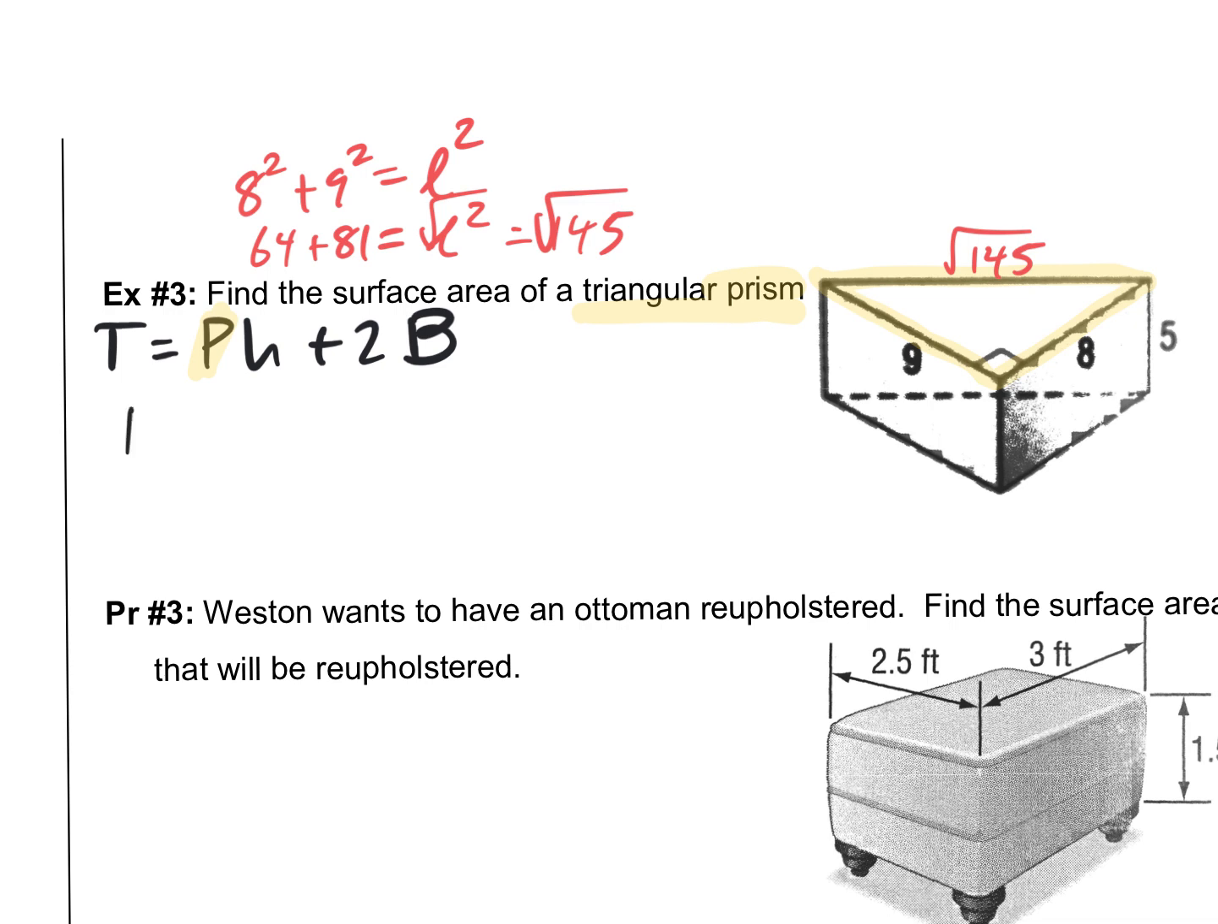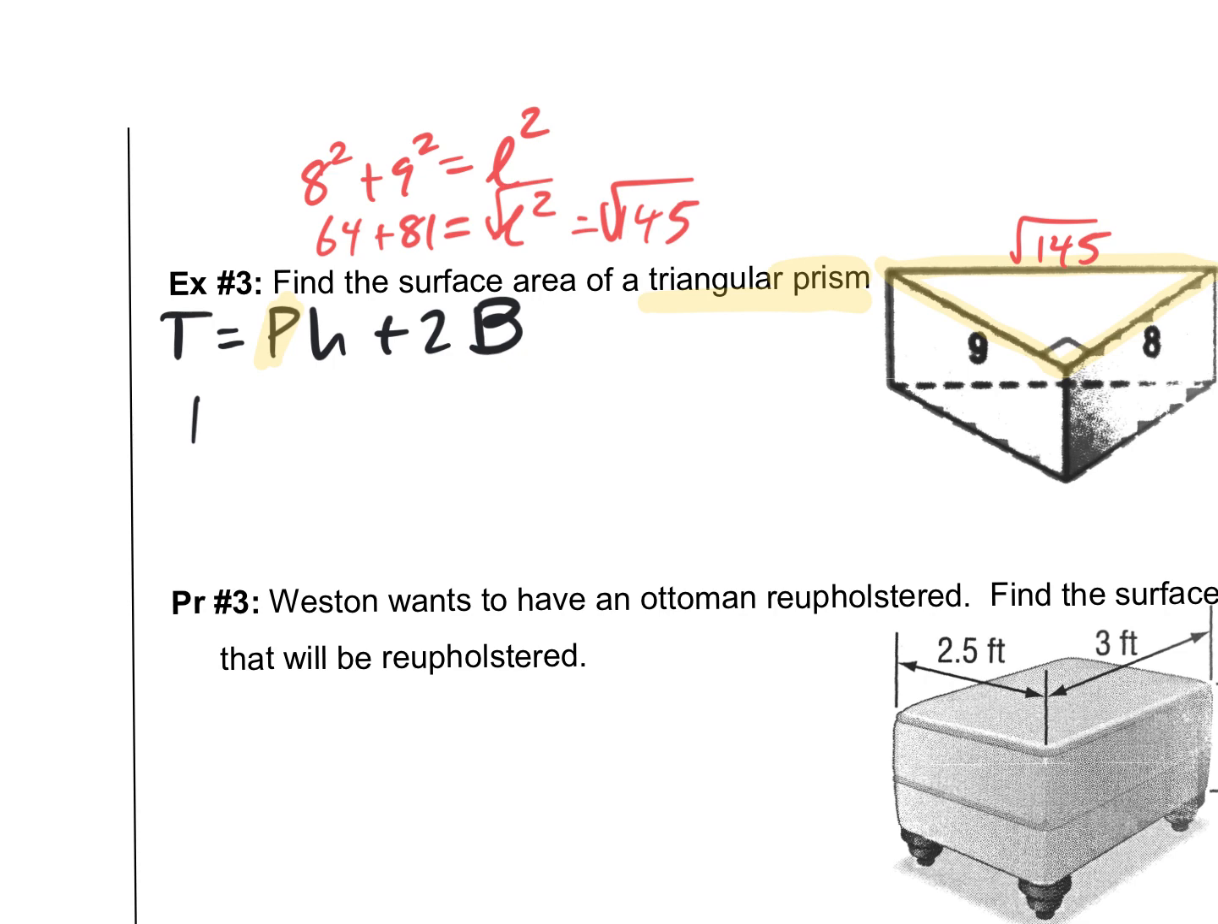So what would I write as the perimeter? Well, we have to add up all those sides, right? So the perimeter we could say is 8 plus 9 is 17 plus the square root of 145. I'm going to leave it like that in exact terms for now because I'll plug it into my calculator later and I'll let that be more specific.